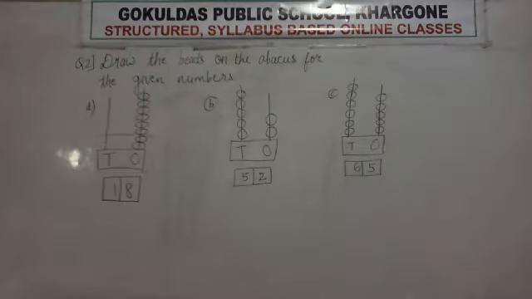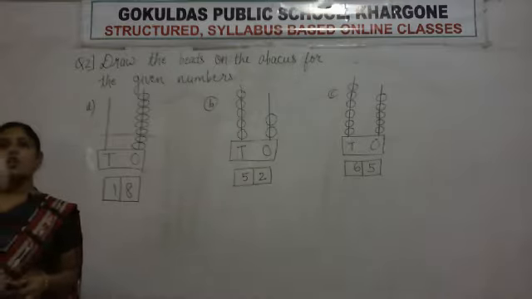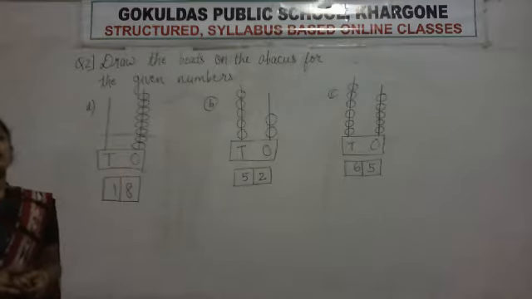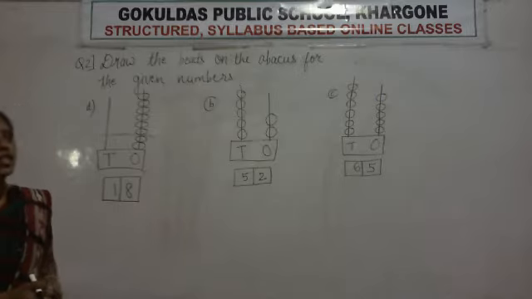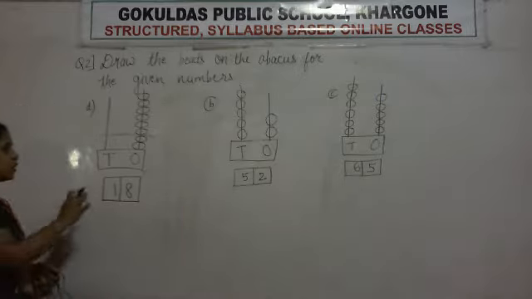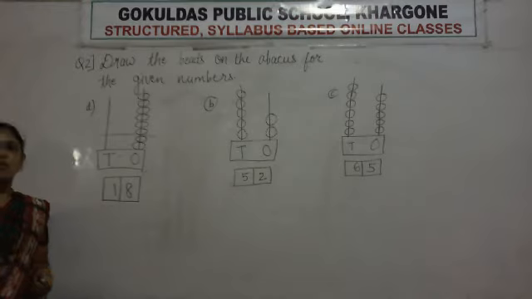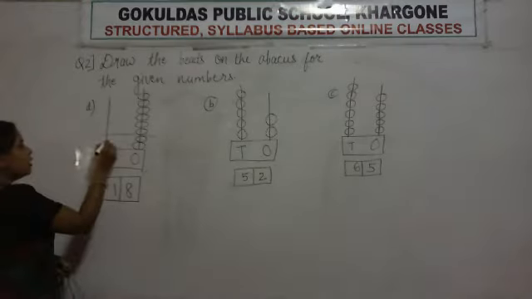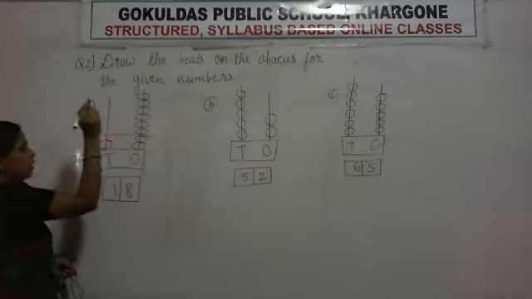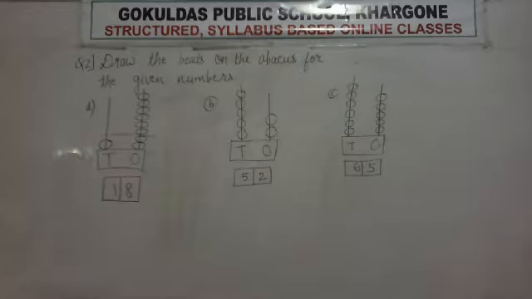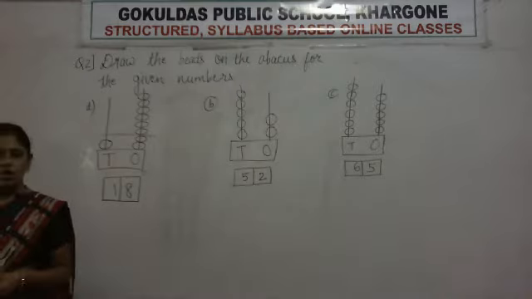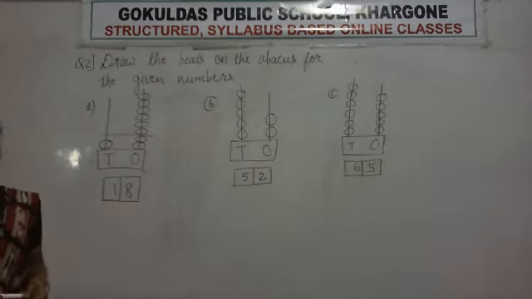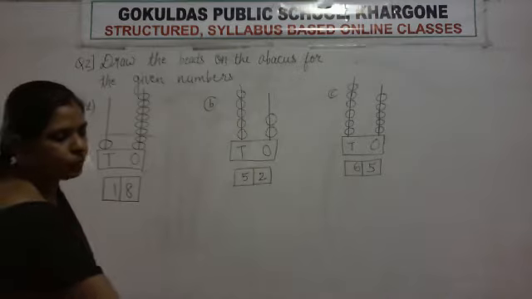Now what is our next step? Our next step is to draw the number of beads given at tens place. What is the number at tens place? 1. So how many beads do we have to draw here? Only 1. So draw 1 bead here. Okay. So copy question D from the board.